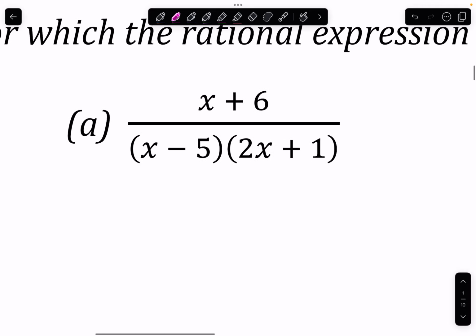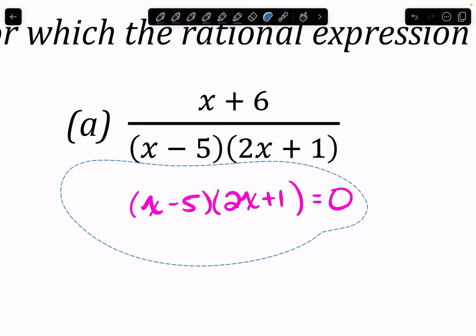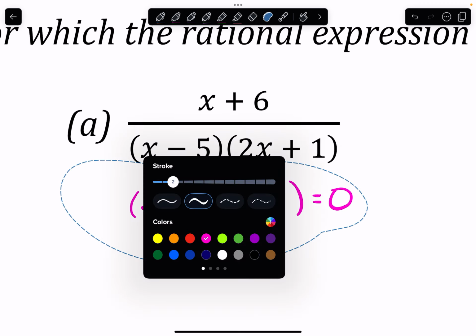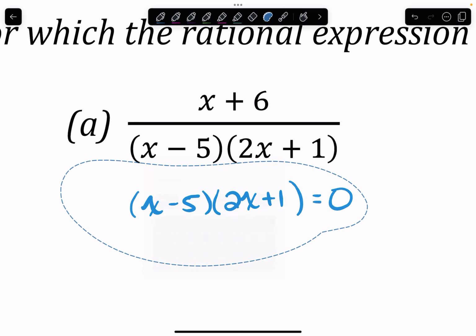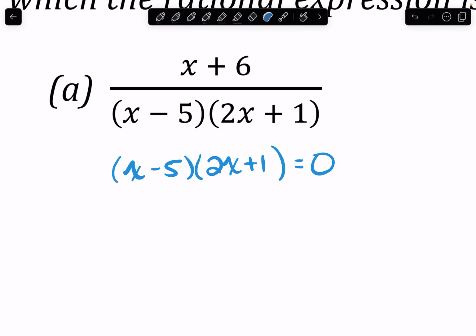So looking at this first one, x plus 6 divided by x minus 5 times 2x plus 1. We're only worried about the undefined portion, which means anything in the denominator that equals 0. So I'm going to take my entire denominator and set it equal to 0. This is in factored form. So when something's in factored form and set equal to 0, that means one or both factors could be 0.